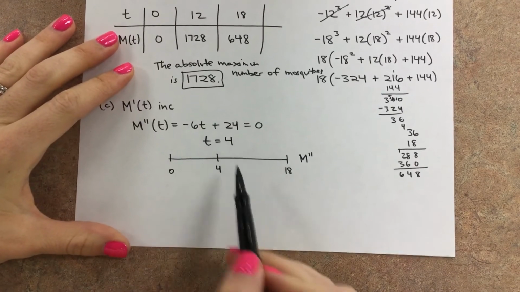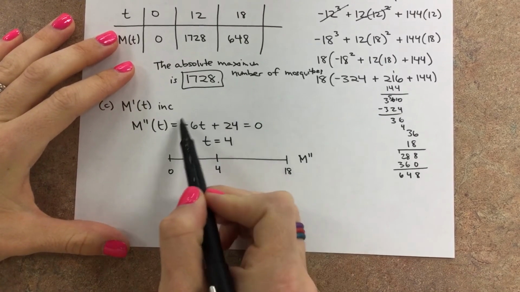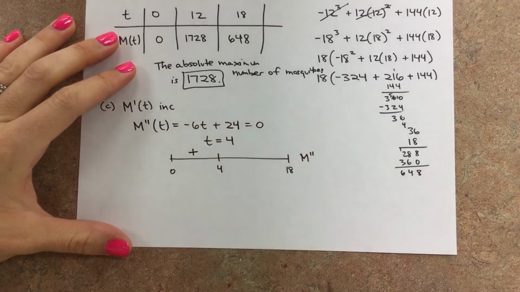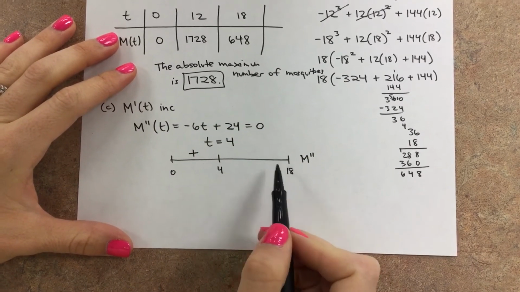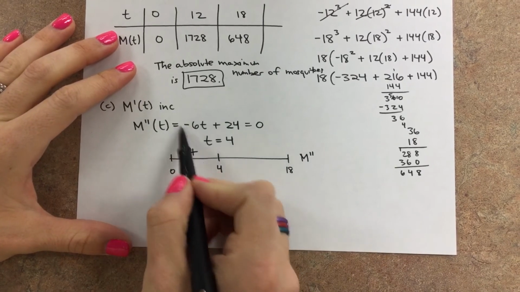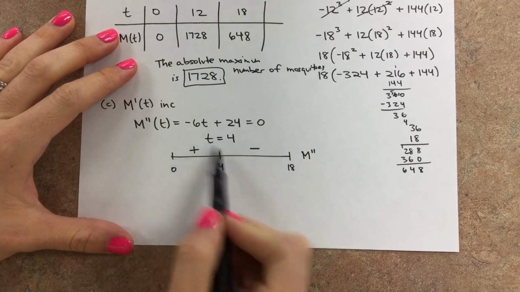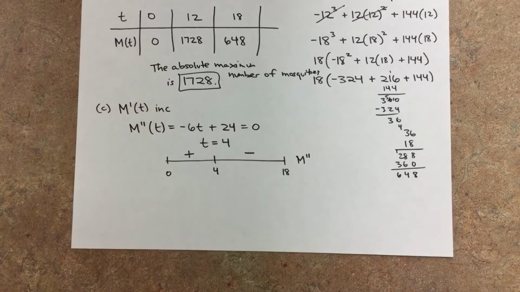So something between 0 and 4: 1, 2, or 3. If I plug in 1, I get -6 plus 24, so that's positive. Then plug in something here, maybe 10 is a nice easy number. This would be -60 plus 24, which would be negative. So this is when the second derivative is positive, and this is when the second derivative is negative.